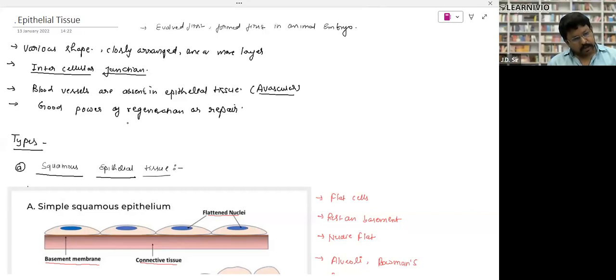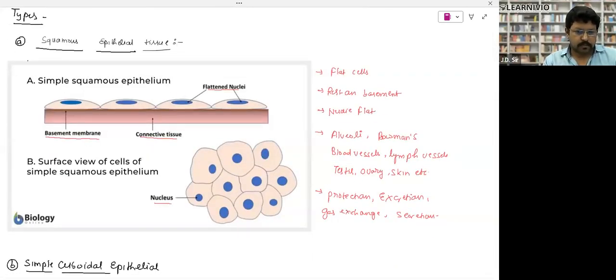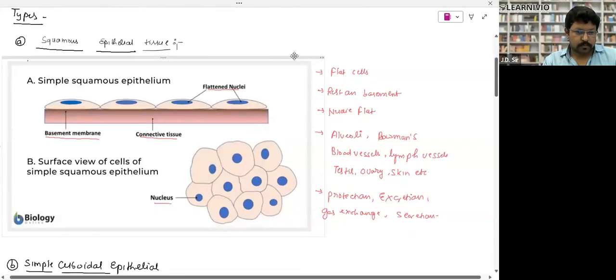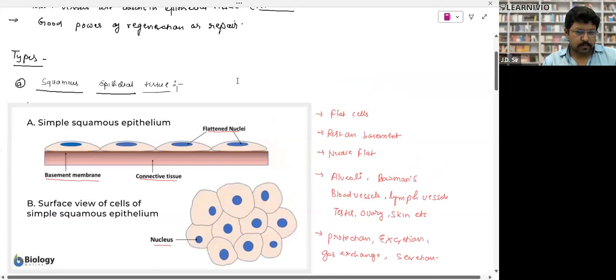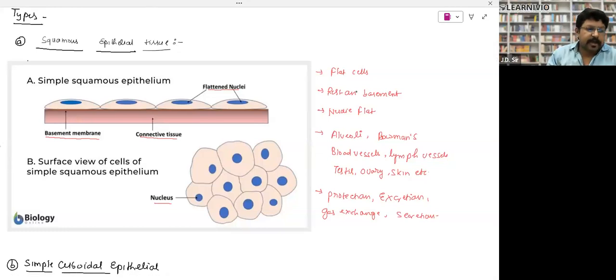It is squamous epithelial. Look, the squamous epithelial tissues are like this one. First, try to understand. This is the shape from the top. From the top, you will see there is a nucleus in the center. And from the side, you will see there is a basement membrane and connective tissue. There are these cells with a flat nucleus. So the nucleus will be flattened and at the center. And this is the surface view, the top view.